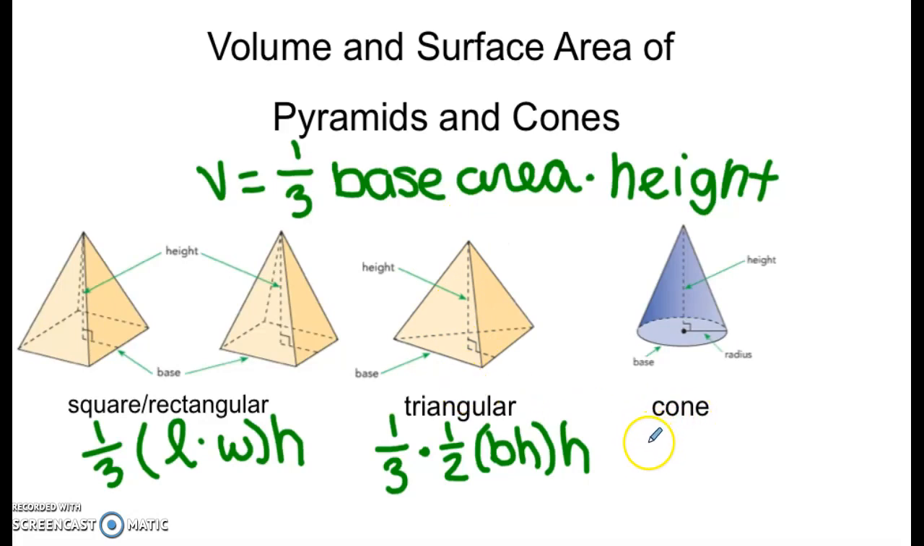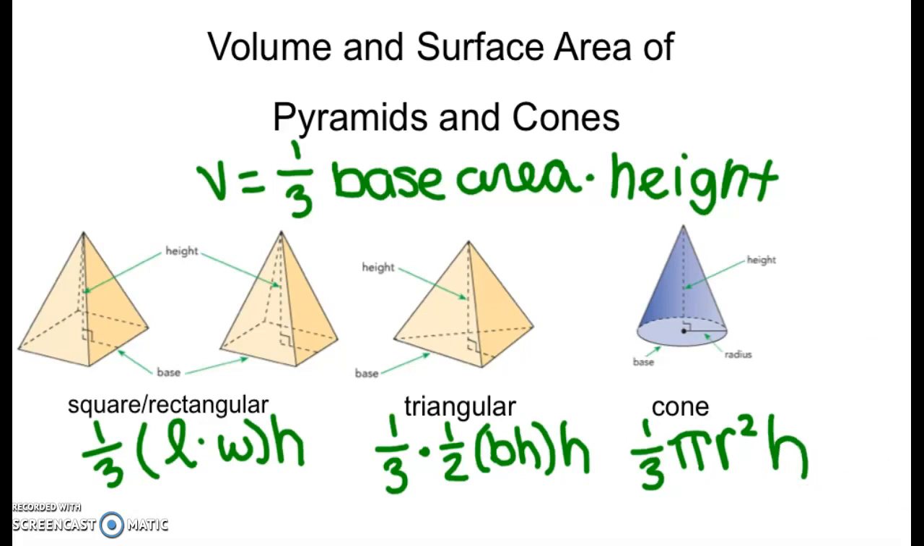And cones, we know, have a circular base, so the base area is pi r squared. So for a cone, we're going to use 1/3 times pi times the radius squared times the height.